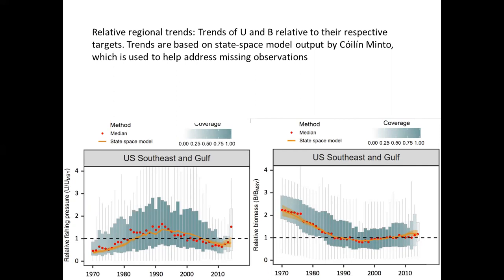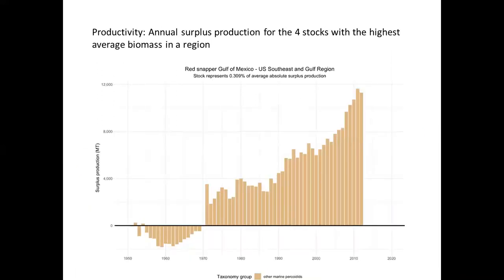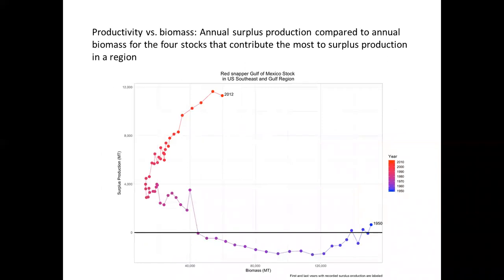Okay. Another one of our regional graphics is showing the annual surplus production of the 4 stocks with the highest average biomass in a region. So just showing what's going on with the 4 big stocks generally per region. And then, similarly, for the 4 stocks that contribute the most to surplus production in a region, we have a productivity versus biomass plot showing what's going on across time, indicated by the coloring over here.